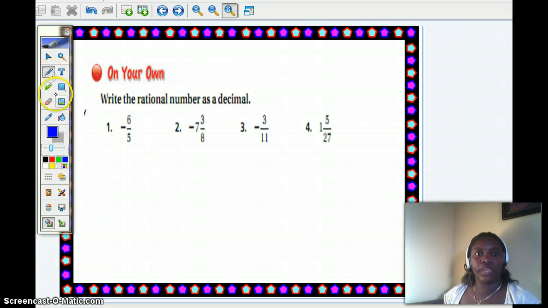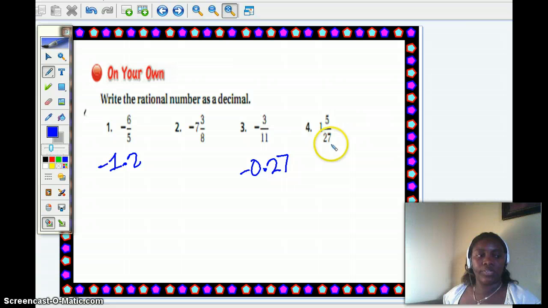Alright, welcome back. So here are the answers for number 1. Number 1 is actually 1 and 1/5, which will be negative 1.2. Number 2 we already did. 3/11 will be negative 0.27, which will be negative 27 hundredths.